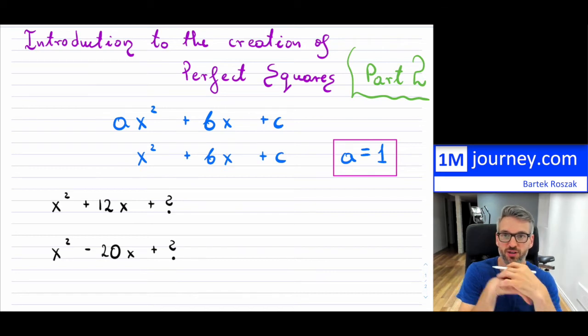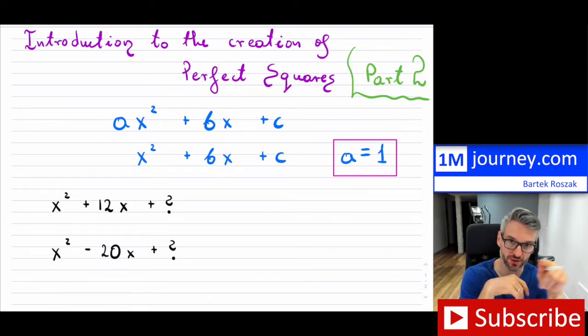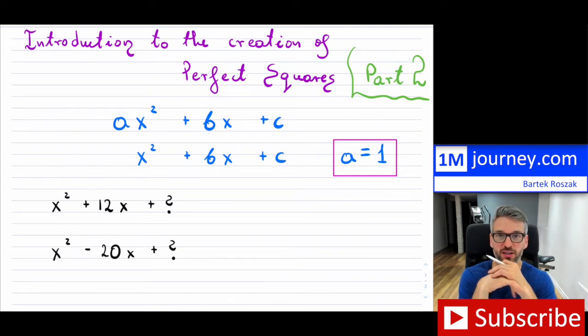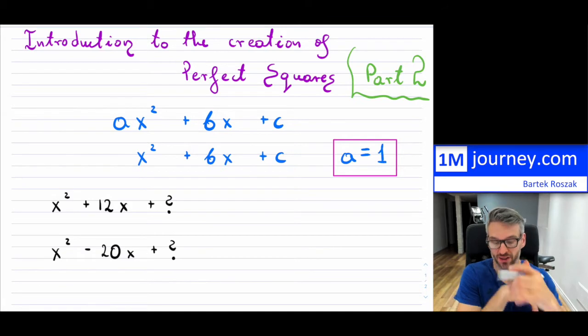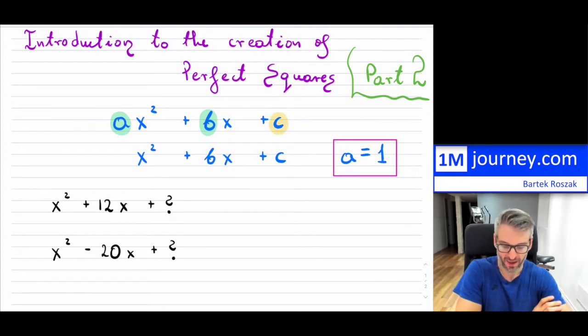Let's go. In this one, this is, I guess, part number 2 of the introduction to the creation of kind of going in the direction of perfect squares for quadratics. And the goal will be that if we are given what A is here, and then if we're given what B is here, we will try to find a C such that we get basically a perfect square from the expression.